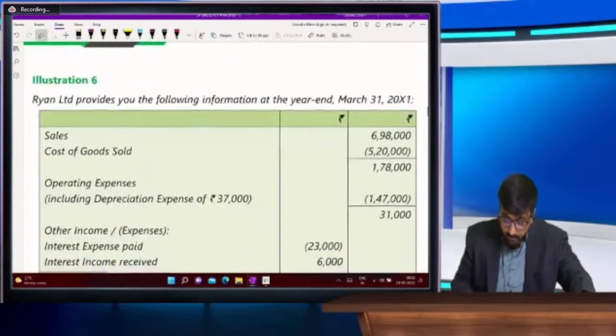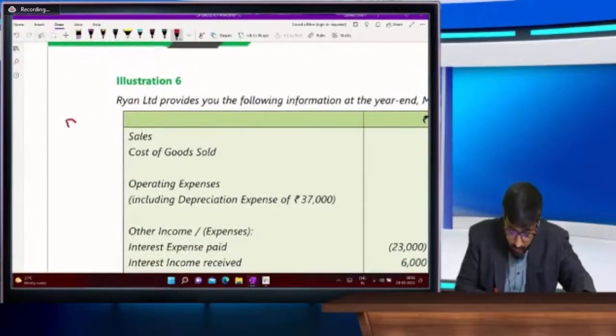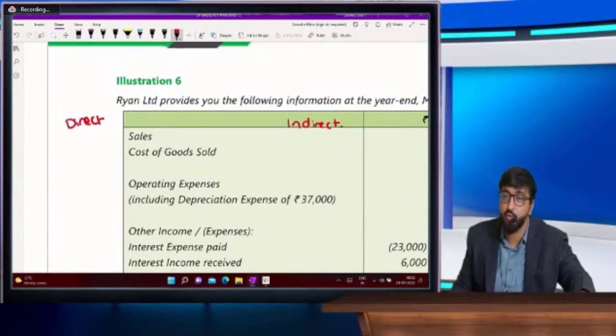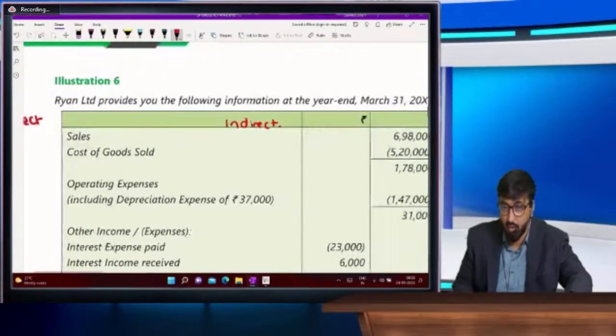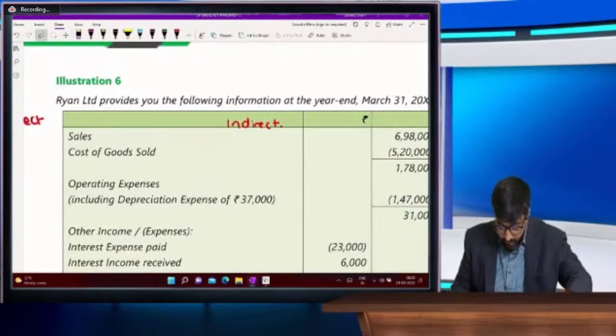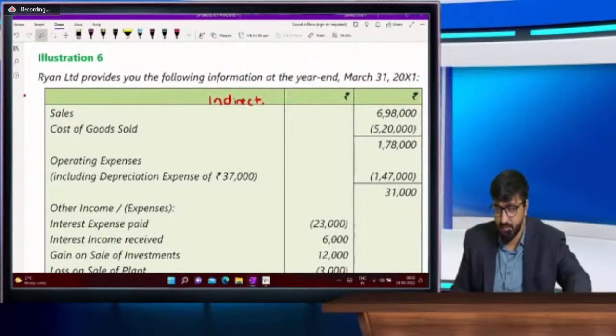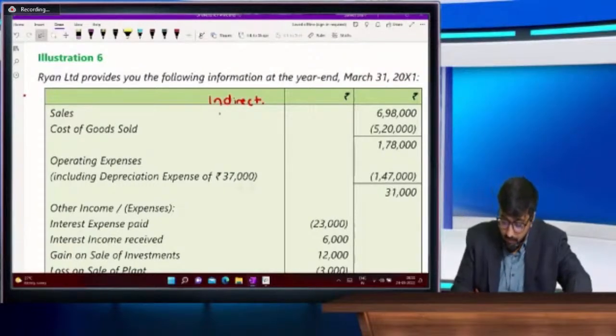So first here, I will write on the left side direct method and on the right side indirect method. First we are going to solve this question by indirect method. We Unlimited, you can write it with me on study material. We Unlimited provides you the following information. Sales, in indirect method. First, I will start with indirect method because this is a popular one.